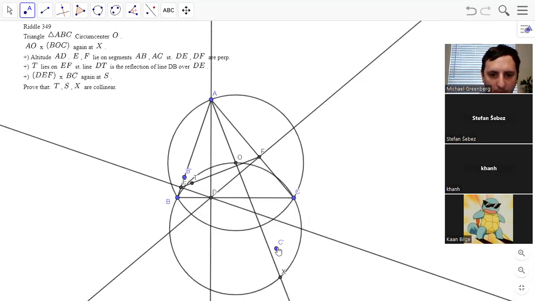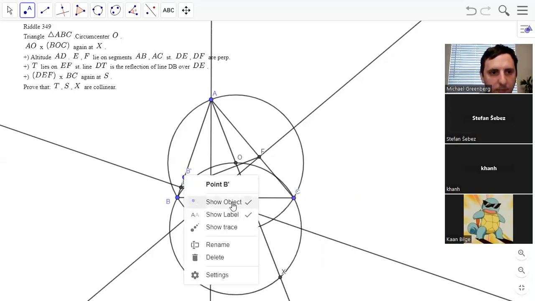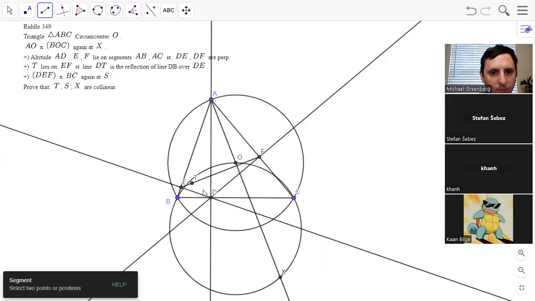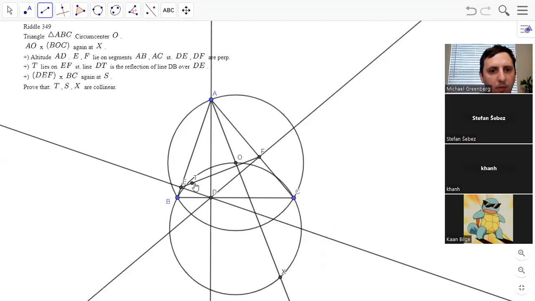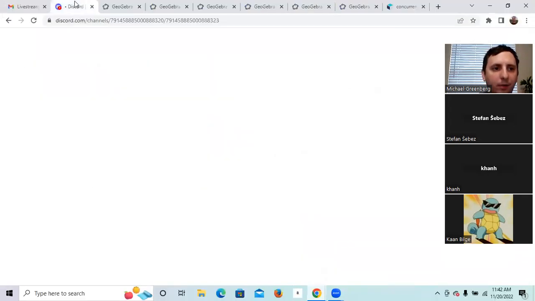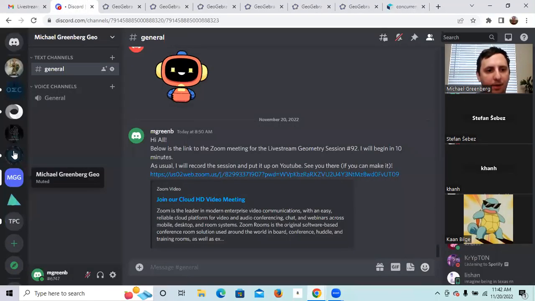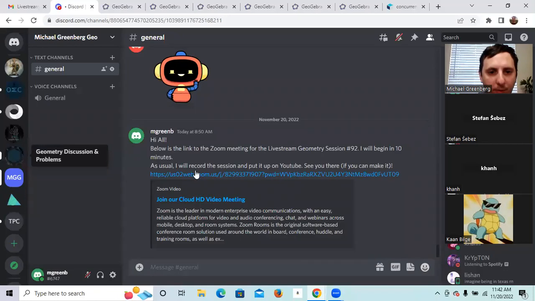I kind of don't understand the statement that DE and DF are perpendicular. Does that mean DE and DF are perpendicular to each other, or they are perpendicular to the sides of the triangle? Oh, you're right. When I read the original statement on Discord, so this is 349, I thought it was perpendicular to the sides. Let me see.